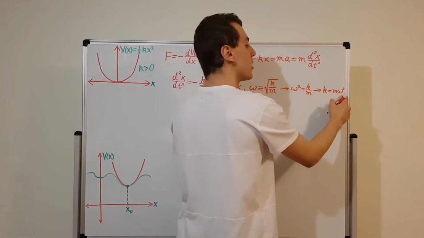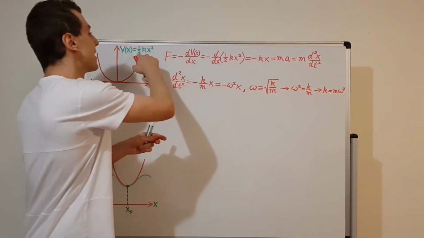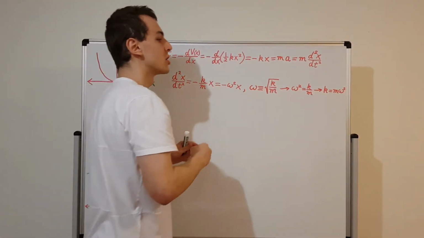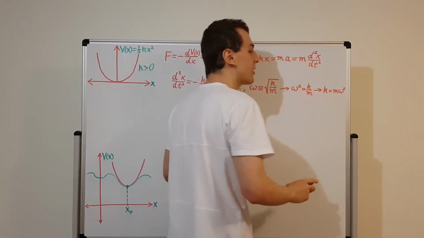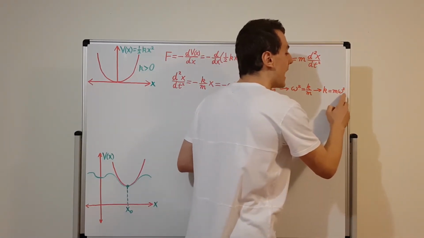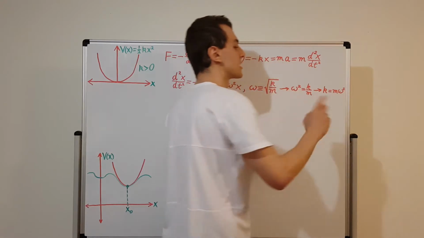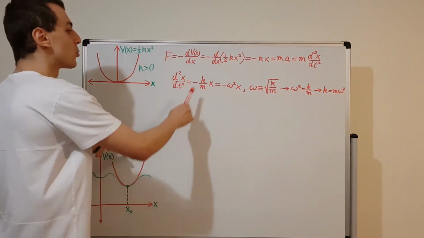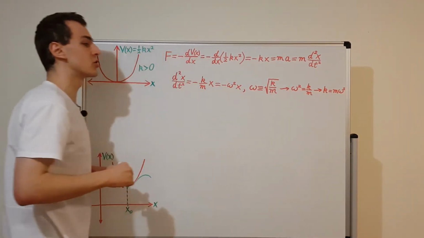So m omega squared can actually replace k in this potential energy equation. So we don't even have to worry about k. All we have to do is worry about the mass of the particle and the angular frequency of oscillations. So what is the general solution to this ordinary differential equation?